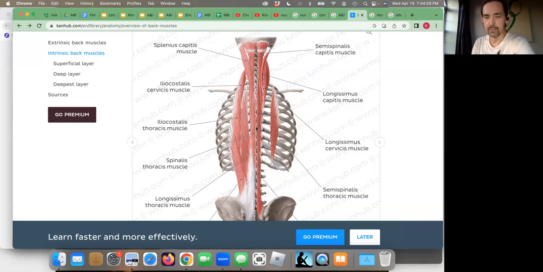So again, spinalis, most medial to the spine, that's the S. Longissimus, that's the L, for the thoracic, and then the cervical, and then the capitis, and then the I for ILS. The I is the iliocostalis. So ilium, and then costa for ribs. Not cartilage, I'm sorry, ribs. From the ilium to the ribs, iliocostalis.